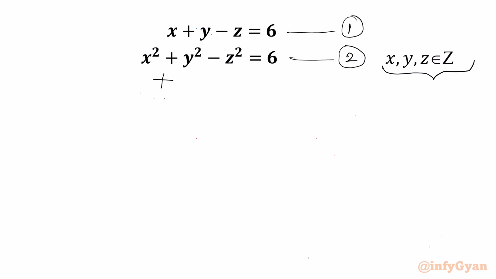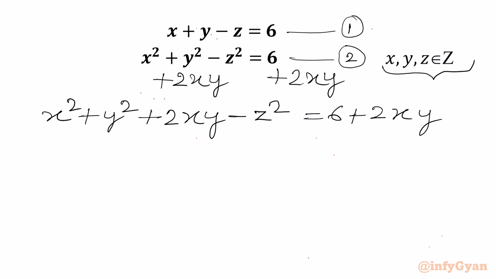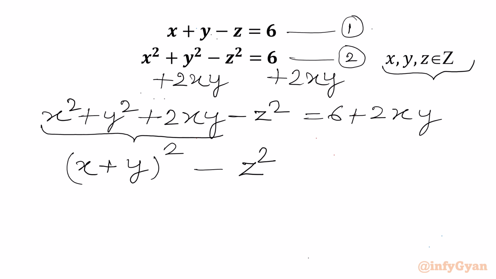Now I will add 2xy to both sides of equation number 2. So I can write equation 2, x square plus y square plus 2xy minus z square equal to 6 plus 2 times xy. Now from first three terms we can write this is x plus y whole square. Then we have minus z square. RHS is 6 plus 2 times xy.